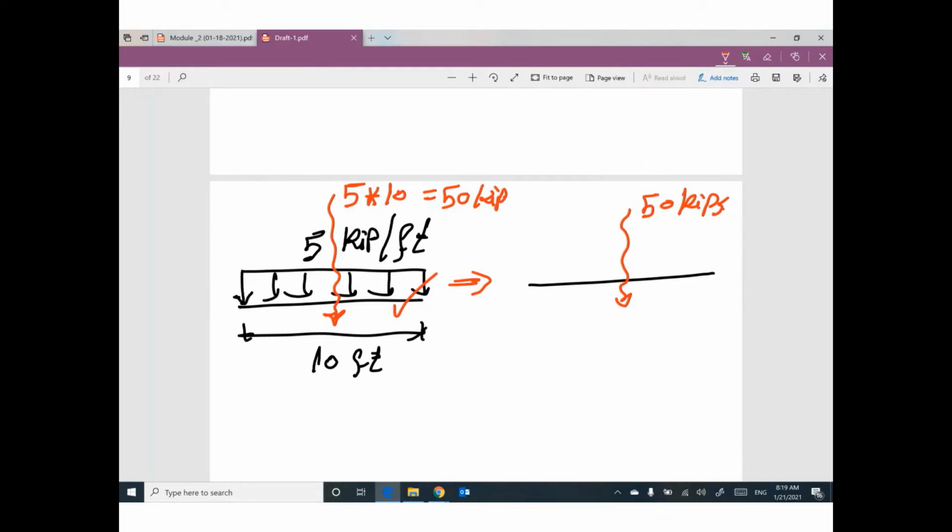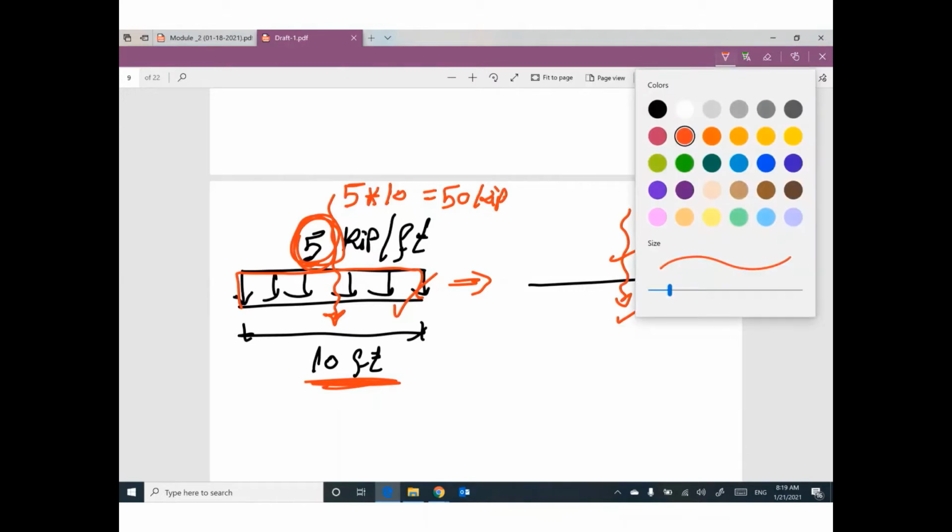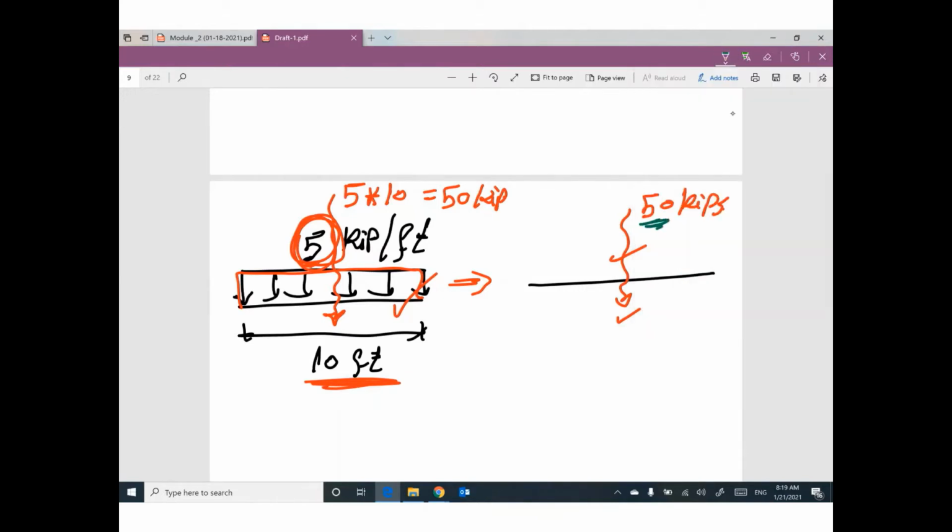Be careful. This 5 is not the value of the equivalent load. This 5 is the value of the distributed load. To convert it to equivalent, you have to multiply this 5 by the total length 10. Where is the position of this equivalent force? At mid-span. So this length will be 5 feet and this length will be 5 feet.